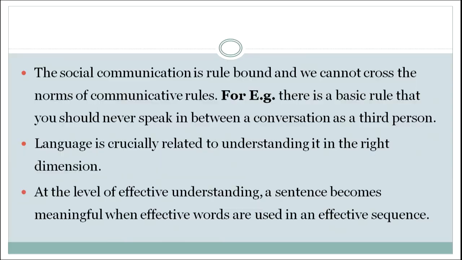Now, social communication is rule bound, right? When we go to a party and talk to our friends, we can talk in a very informal language. But when we talk to a teacher or somebody in authority, we talk in a very formal manner. So it means that social communication is rule bound and we cannot cross those norms of communicative rules, right?